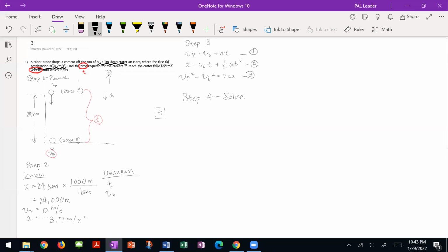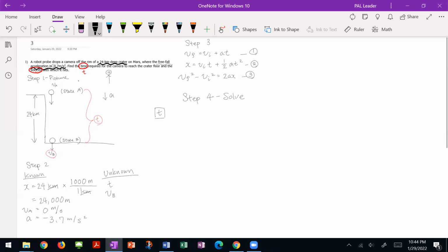Let me look at number 1. V final, that's the velocity at state B, right? Do we know that? No, we don't know that. And we also don't know the time. That's what we're looking for. If we're looking for time and we don't know another variable in that equation, we can't solve for t because we don't know what VF is. So I don't think we can use equation number 1.